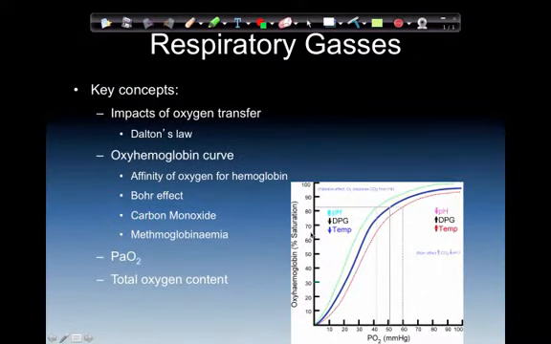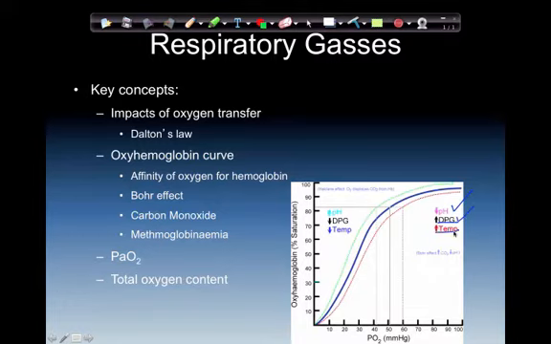The oxygen hemoglobin dissociation curve. We base this curve on the affinity for oxygen, so the loving, so to speak, that oxygen and hemoglobin have for one another. Now, whenever we look at this, let's say that you have a decreased pH, which means you're acidic. And we'll talk about DPG here in just a second.